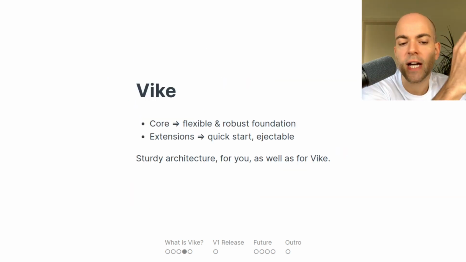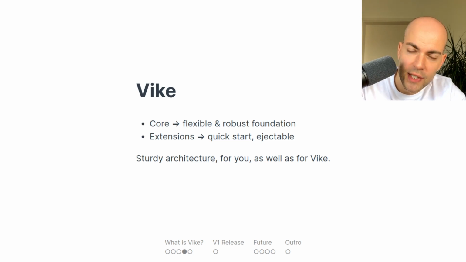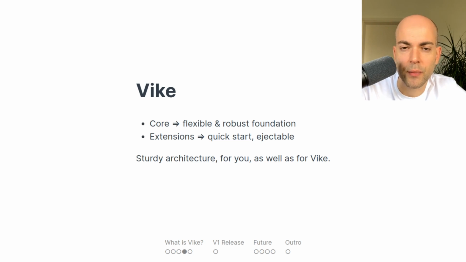So you can think of Vike as being a car, and on top of it, extensions. It's a sturdy architecture. It's for you, and it's also for us. It's also for Vike, so that Vike can quickly adapt to the fast evolving JavaScript ecosystem. For example, there have been a lot of changes with data fetching approaches in the last couple of years, and there are probably going to be a lot of changes in the next couple of years. And Vike will be able to quickly adapt to these changes, to these new approaches.